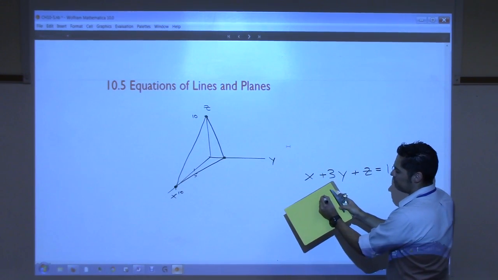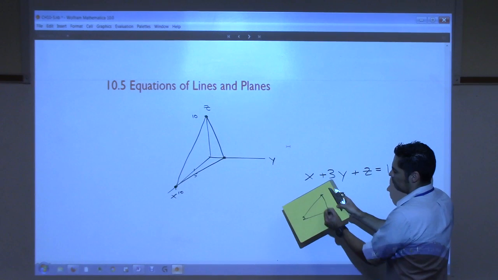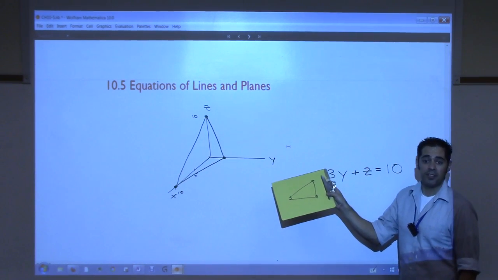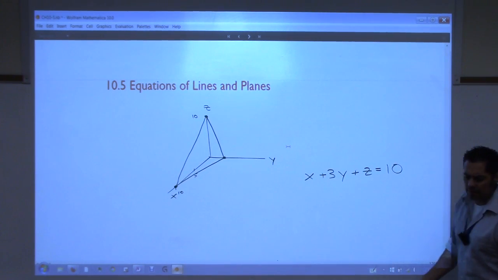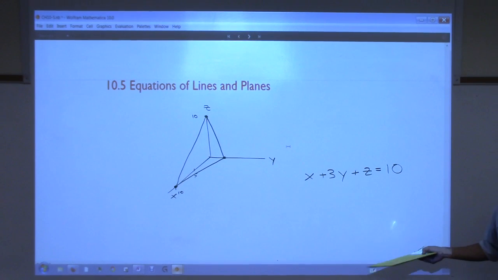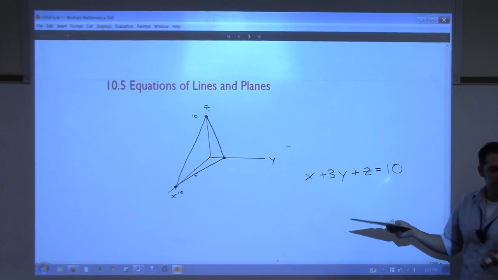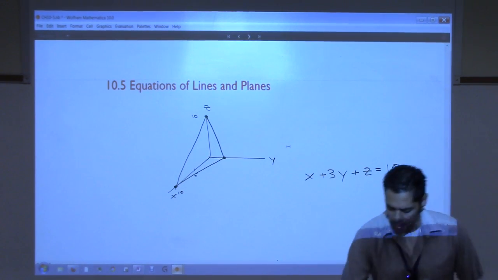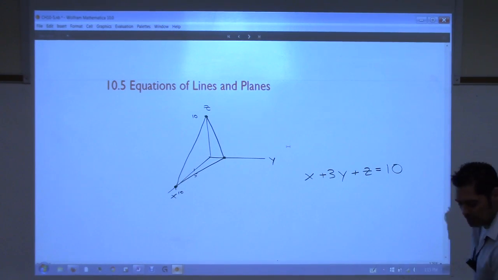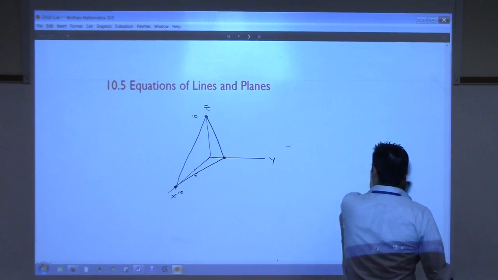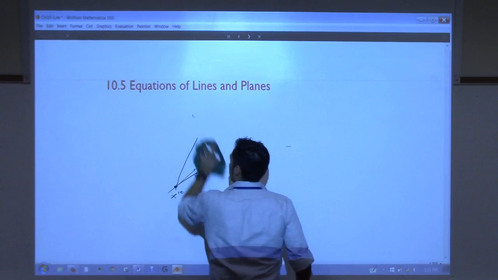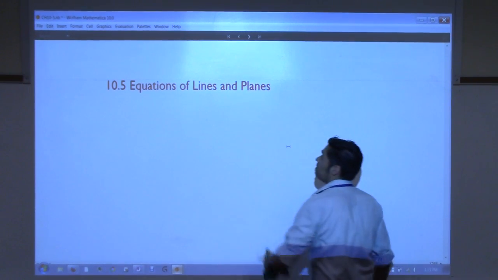So 3 distinct points, you have a plane. And back in college algebra, we knew that you needed 2 points for a line. We still know that, right? 2 distinct points, you got a line. All right, that's just to get you to remember. So that's what a plane looks like. We're going to look at both of those, lines and planes, today.